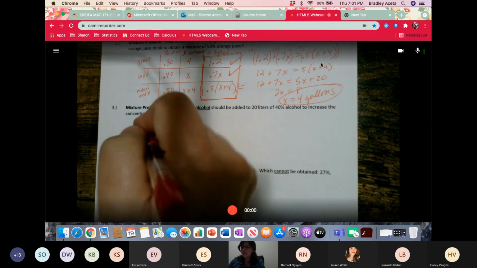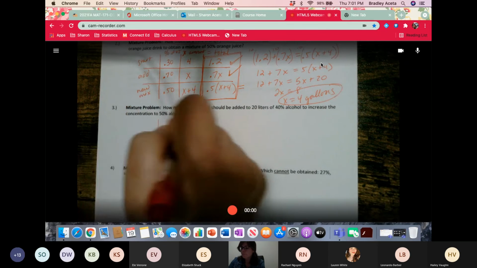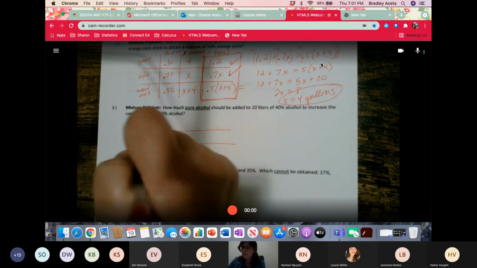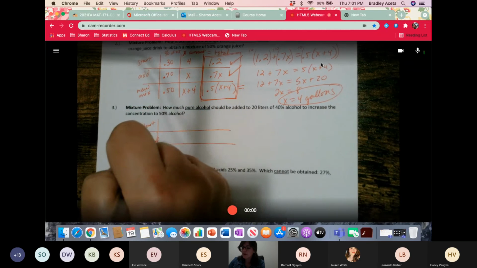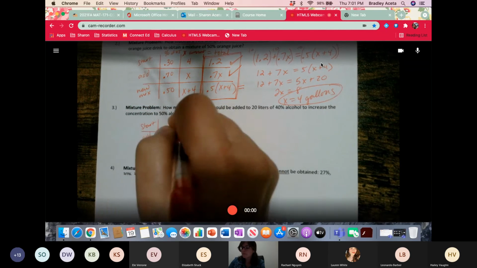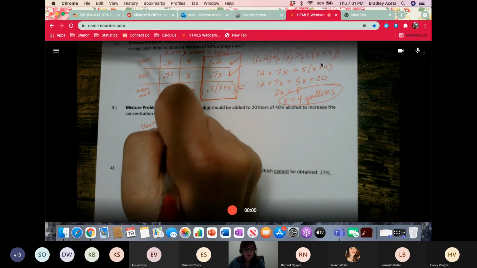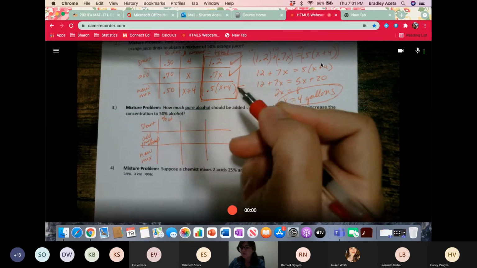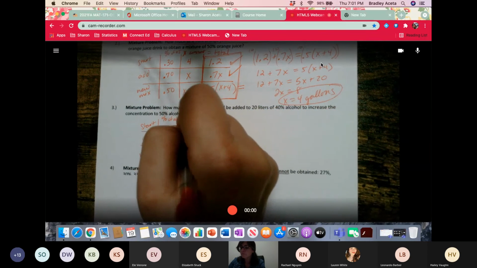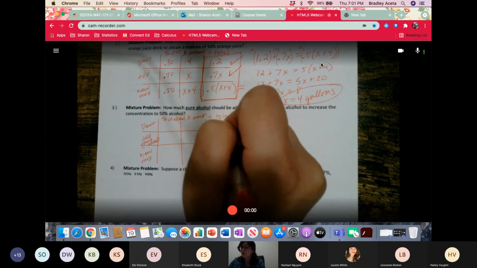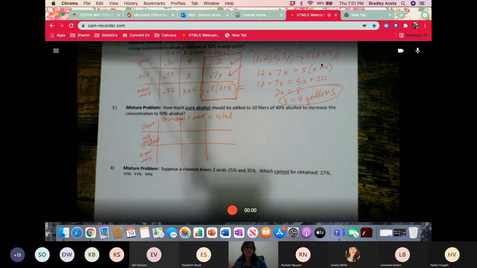So I want to do that, the same setup. What you start with, what you're adding. In this case, we're adding pure alcohol. That's important. And we're going to get this new mix. And then you have 3 columns this way. You have the percentage of, what are we talking about? Of orange juice? No, the percentage of alcohol. You're going to multiply that by an amount, and you're going to equal a total. And so you always start these mixture problems like this.